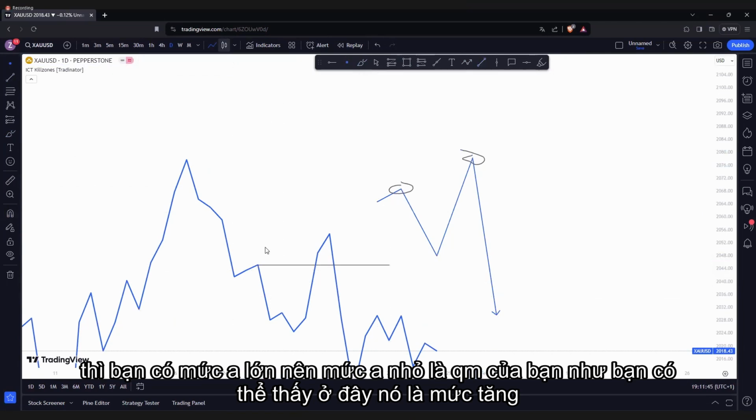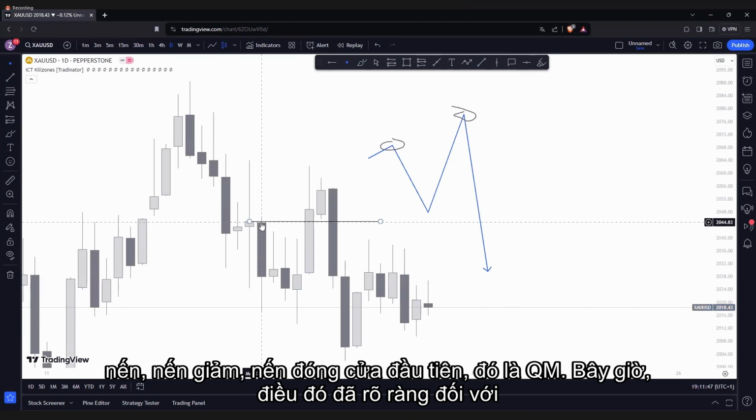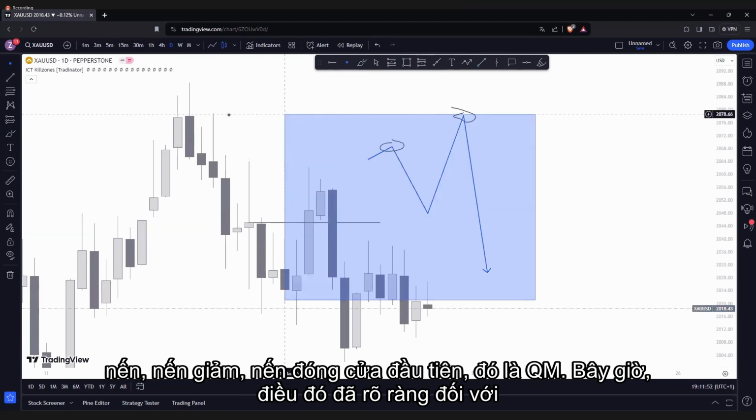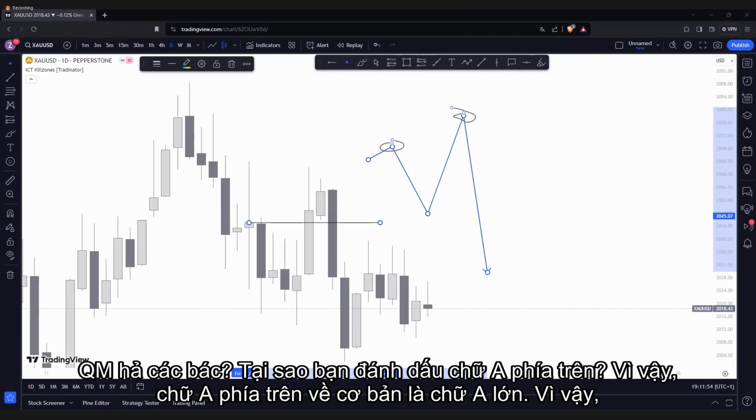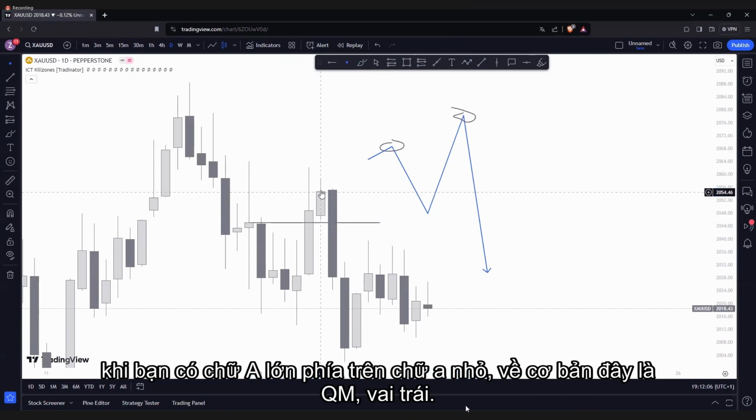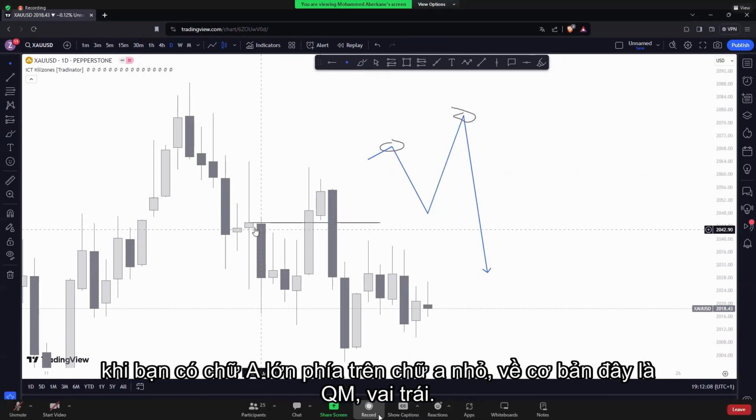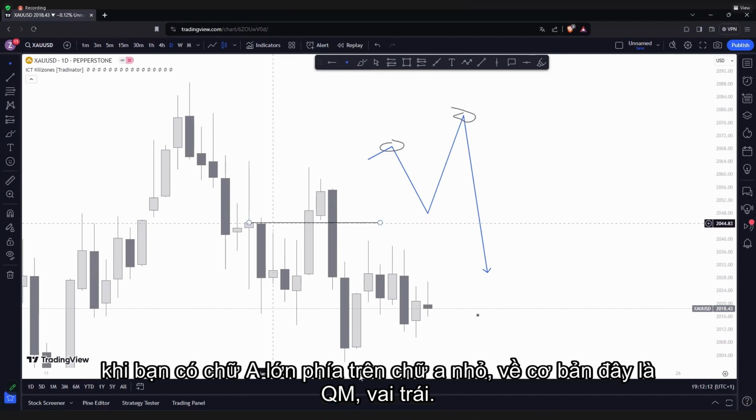So the small A level is your QM. Okay, as you can see here, it's a bullish candle, bearish candle, closing of the first one. That is the QM. Now, is that clear for the QM, guys? Amazing. Why did you mark the upper A? So the upper A is basically the big A. So when you have a big A above the small a, this is the QM, the left shoulder basically, Quasimodo.